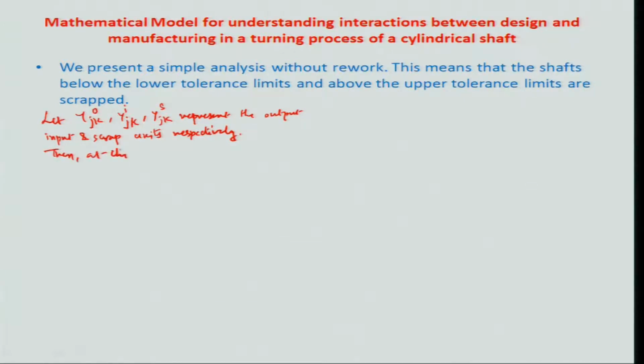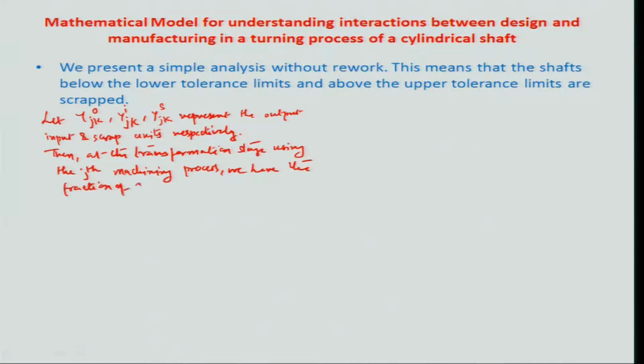So then at the transformation stage, using the jth machining process, we have the fraction of scrap SCJK as the scrap units per unit of the input units.